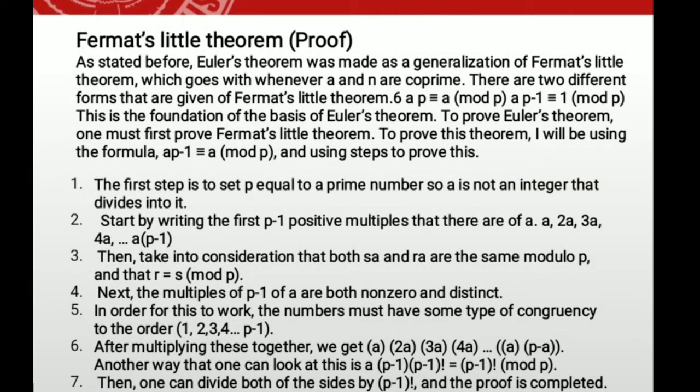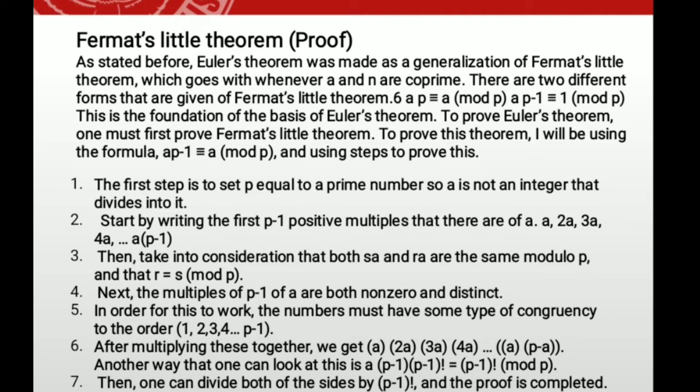Fermat's Little Theorem proof. Fermat's Little Theorem is a fundamental theorem in elementary number theory, which helps compute powers of integers modulo prime numbers. It is a special case of Euler's theorem and is important in applications of elementary number theory, including primality testing and public key cryptography.